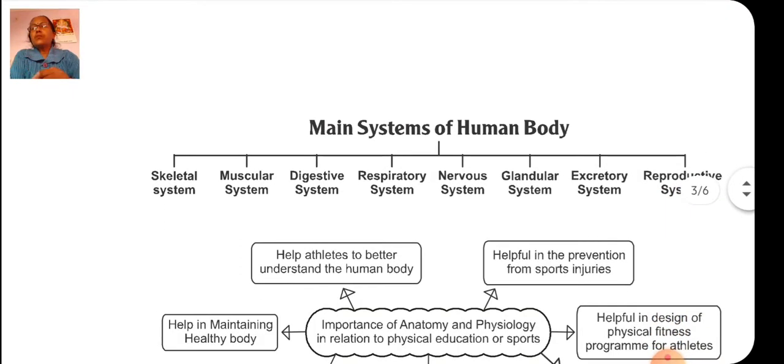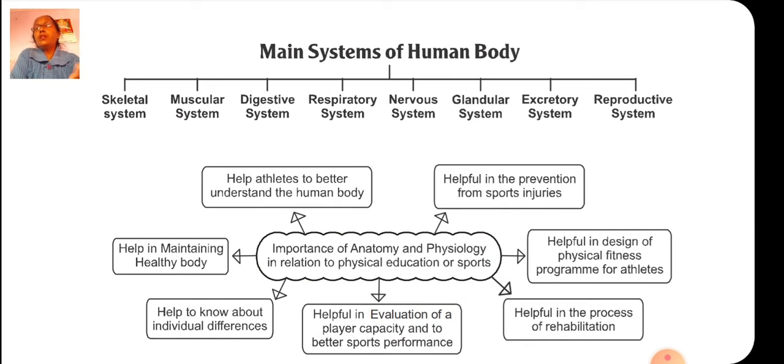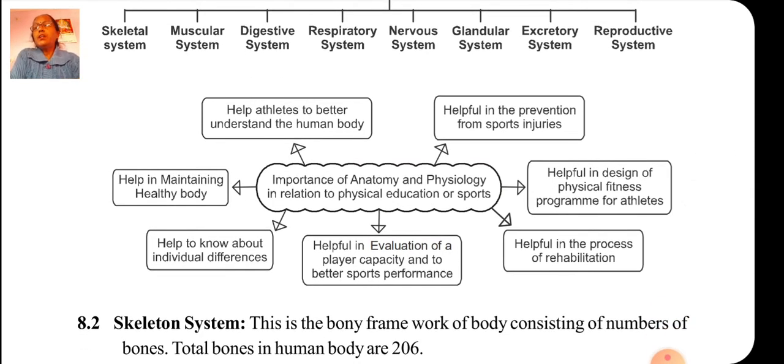Now, main systems of the human body. You all know, you have been learning about science and the human body right from childhood. Let's see the main functions. What are the systems of the human body? There are 9 systems in our human body, that is skeletal system, muscular system, digestive system, respiratory system, nervous system, glandular system, excretory system and reproductive system. Anyway, we are not going to go into detail on the reproductive system. It is not necessary in our physical education.